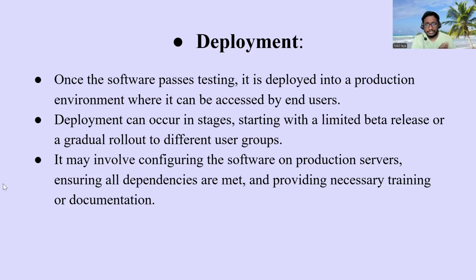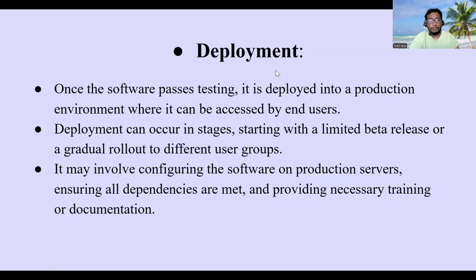So the development phase is nothing but deploying the software in phases. Deployment can occur in various stages. As I said before, it will occur in different stages, like you can release different versions. Next, it may involve configuring the software on production servers, ensuring all dependencies are met, and providing necessary training or documentation. So you will be deploying and configuring the software on production servers. So this is about deployment.